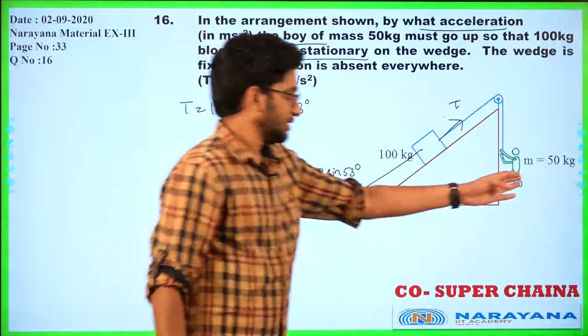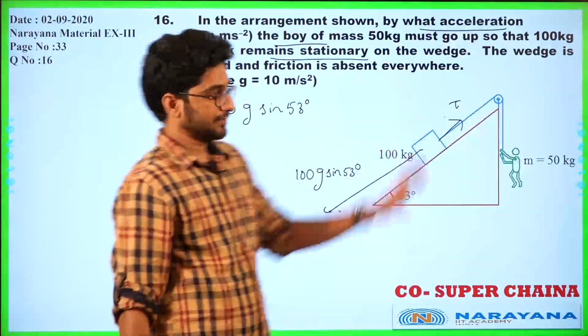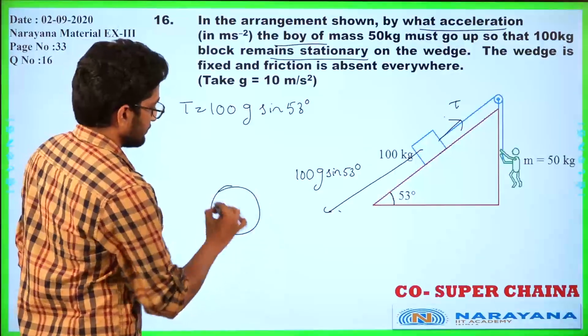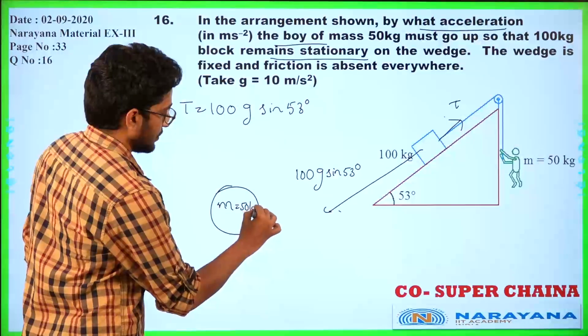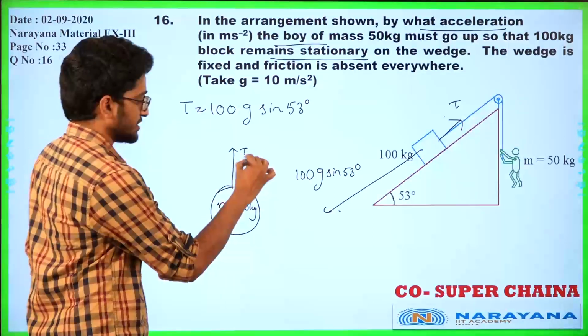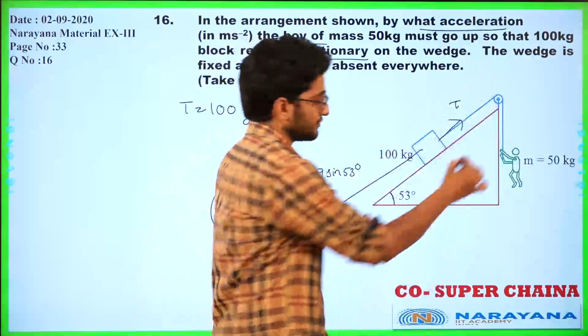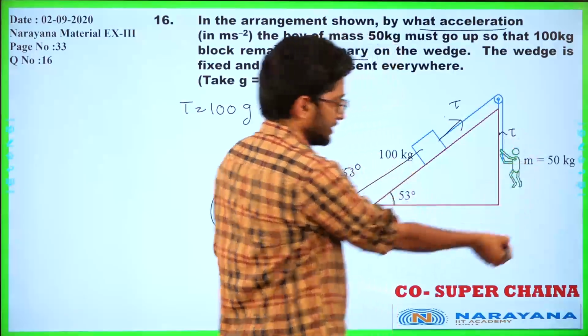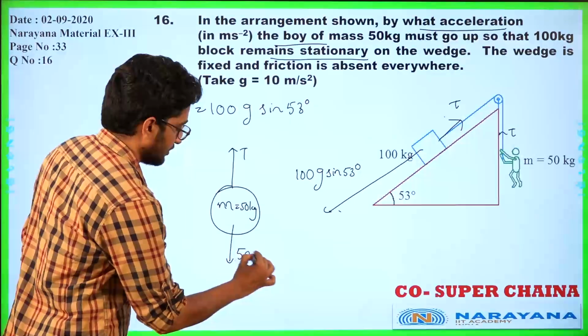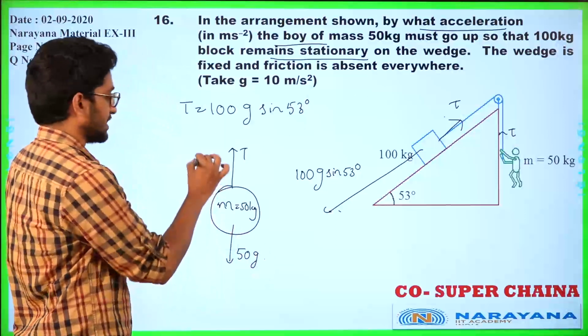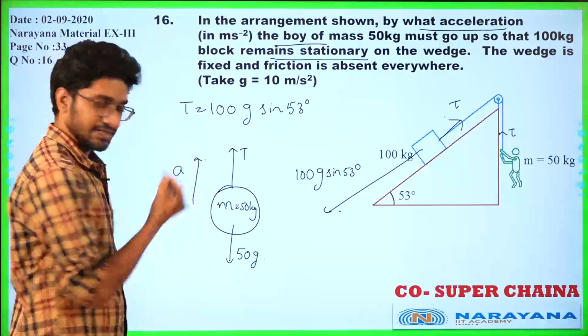Next, take the free body diagram of the man. Man is moving up. So on this man of 50 kg, what are the forces acting? Tension in the string is acting upwards here and his own weight is acting downwards. His own weight is 50 into g, and he has some acceleration A. We need to find this acceleration A.